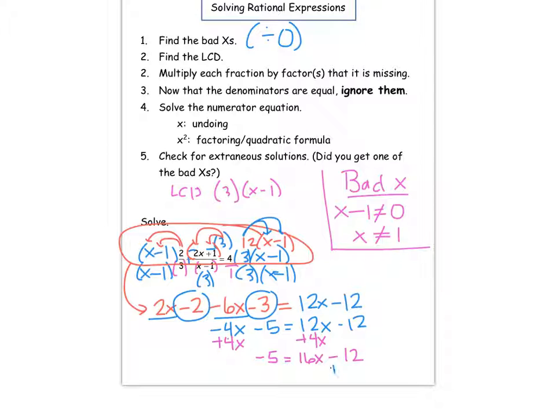So now keep on doing. Add 12, which gives us 7. 7 equals 16x. So divide by 16. So x equals 7 over 16.